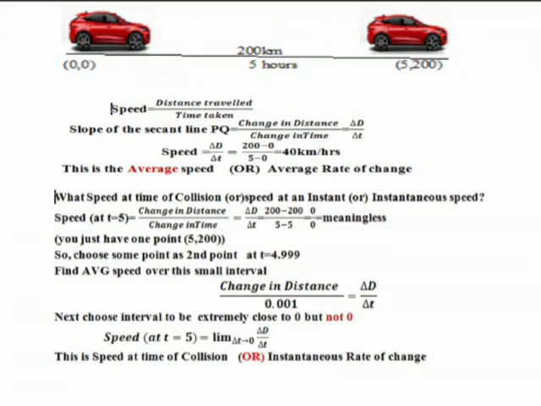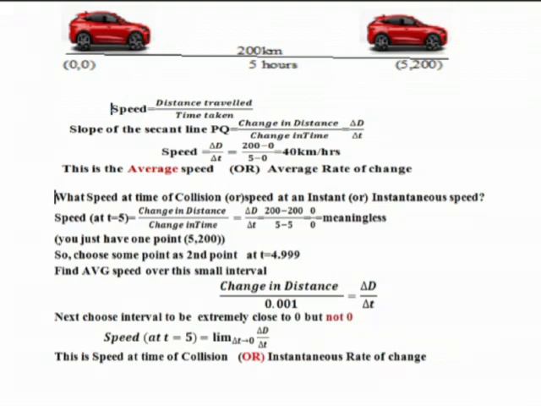Using the slope of the secant formula, change in distance by change in time, delta d by delta t. So 200 minus 0 by 5 minus 0. So 40 kilometers per hour. This is the average speed. This is an example of average rate of change. You need 2 points to find speed. Our formula gives us average speed.